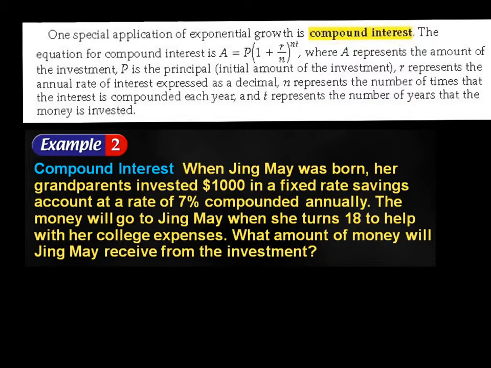When Jing Mei was born, her grandparents invested $1,000 in a fixed-rate savings account at a rate of 7% compounded annually. The money will go to Jing Mei when she turns 18 to help pay for her college expenses. What amount of money will Jing Mei receive from the investment?